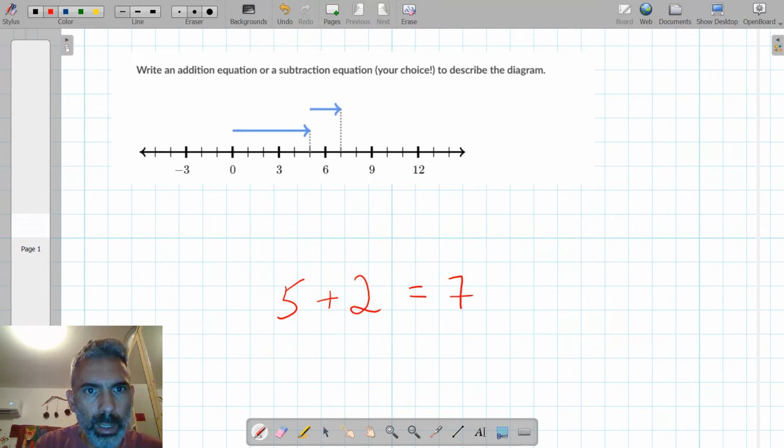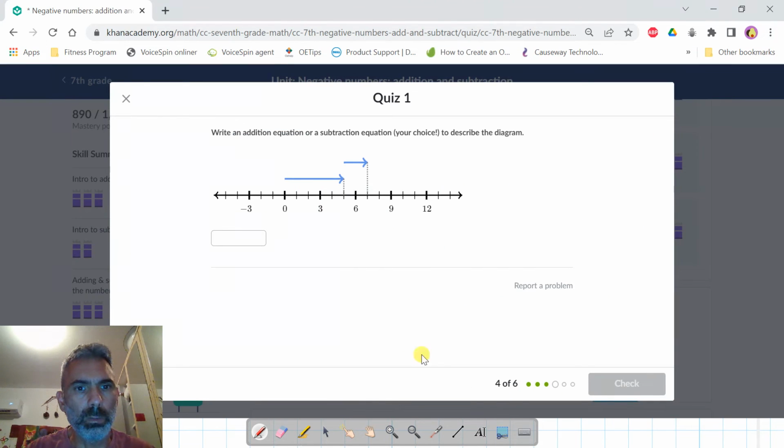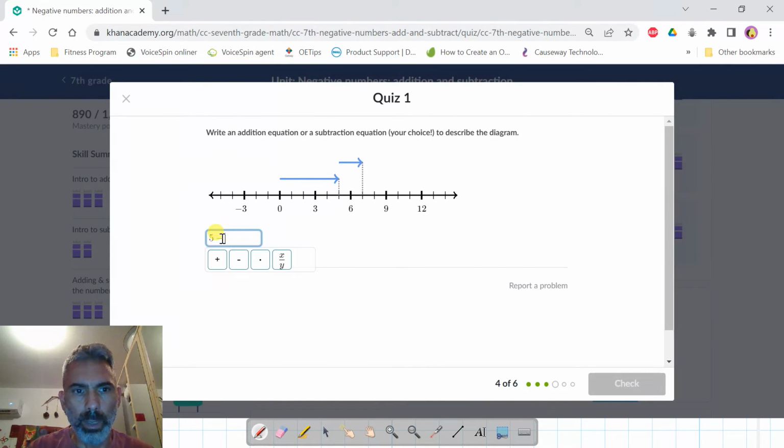So this is an addition equation, and here is how we can write it as a subtraction equation. We begin at 5 and we subtract -2 steps. If we subtract -2 steps, it's essentially like adding 2 steps. So we will also end up at 7. So we can write 5 minus -2 equals 7.